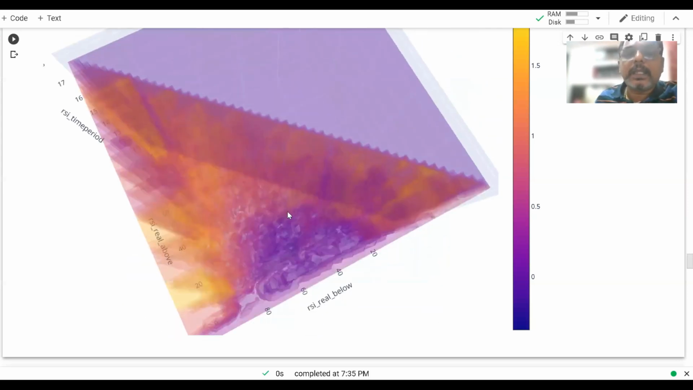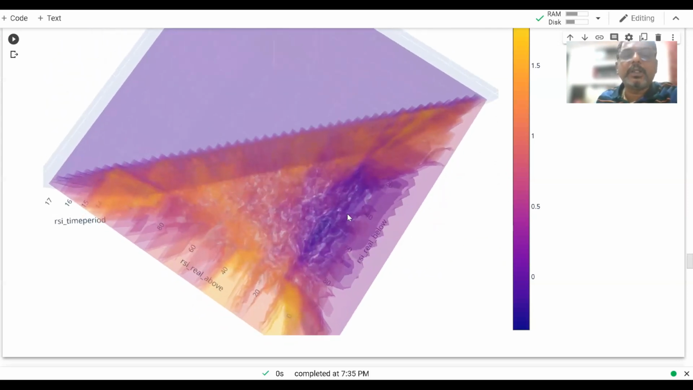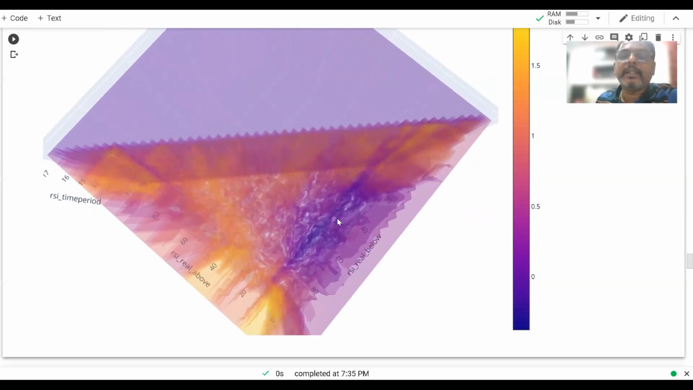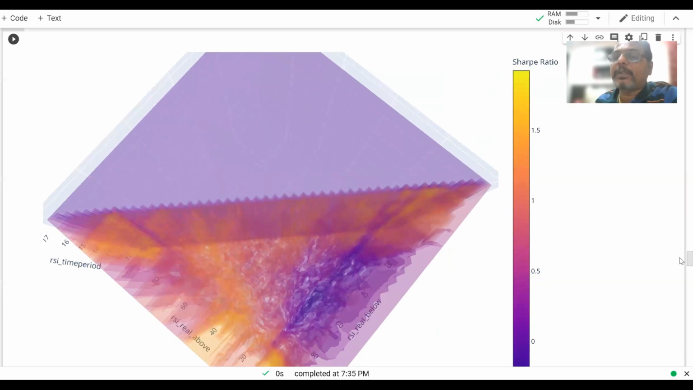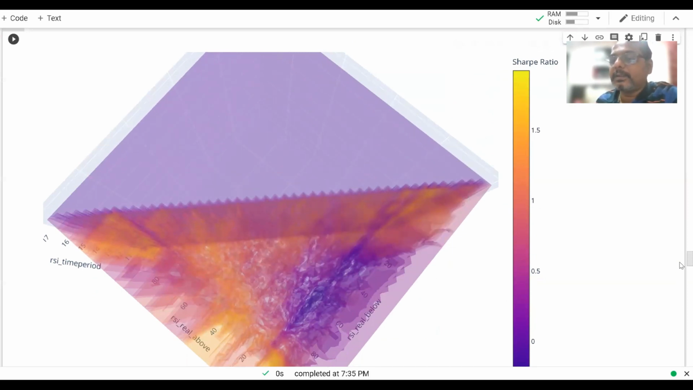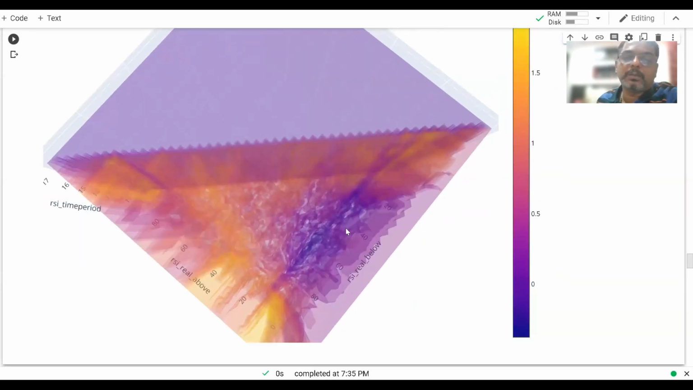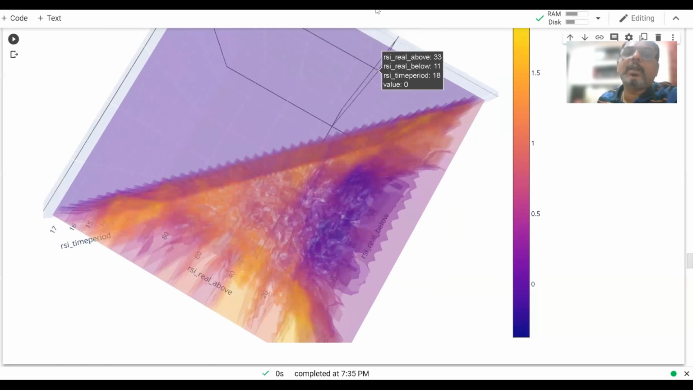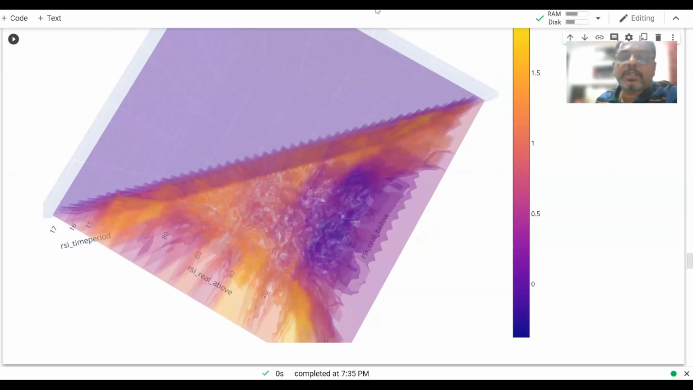Then another one that I am seeing, if I look at just the RSI below and RSI above, there is a clear kind of visual representation that I see. And here, Sharpe ratio, the brighter it is, the more it is, and the duller it is, the less it is, which is purple, or you may call it blue. And here, if I look at it, there is a kind of structure which is emerging, which is here in this particular area.